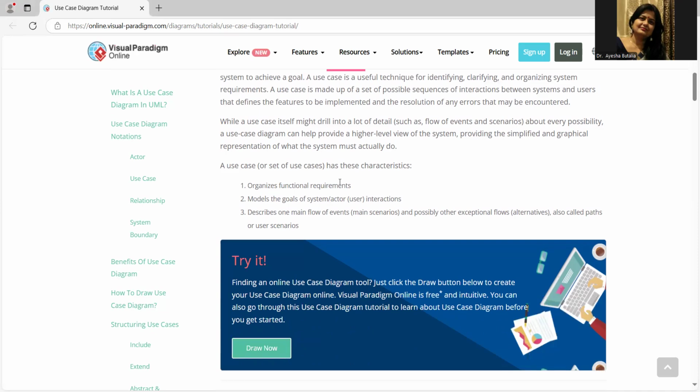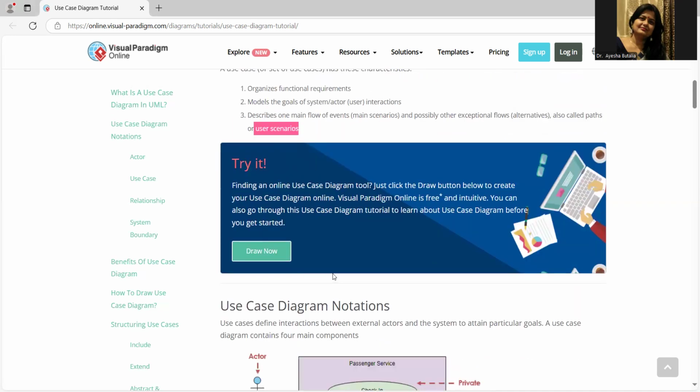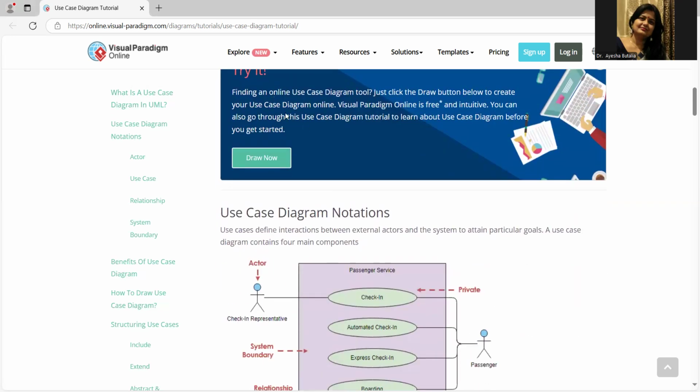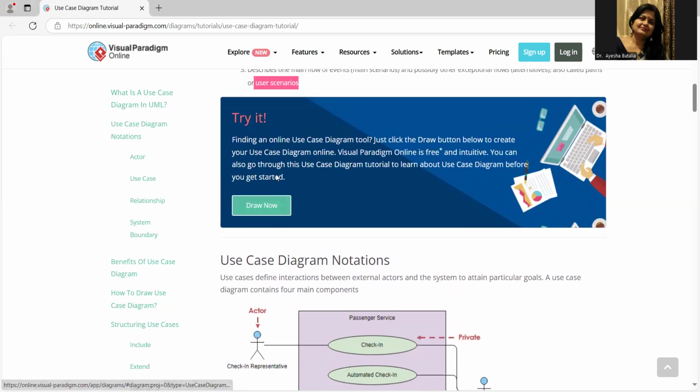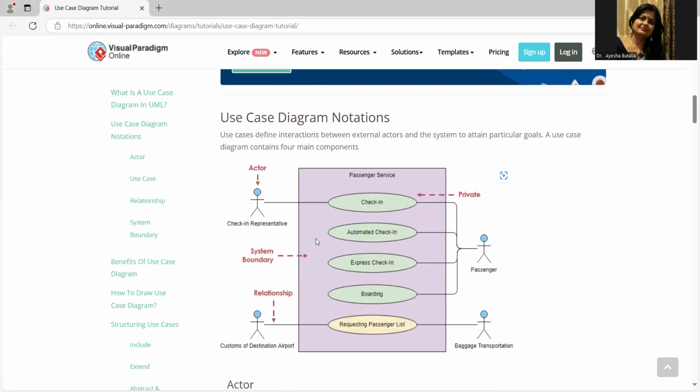Basically, a use case has three characteristics. It organizes the functional requirements, models the goals, and describes the main flow of the events, which are also called user scenarios. In another video, we will be discussing how to draw a use case using an AI tool. Because today we should explore Gen AI and automated creation. But of course, we should not ignore that as a human, we need to authenticate, give input properly as a prompt engineer, and also assess the design.